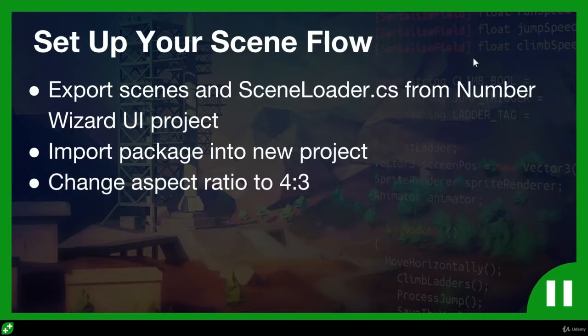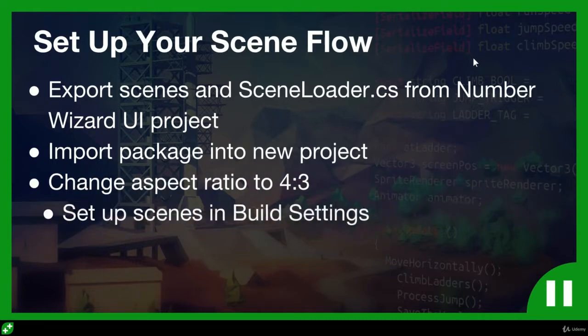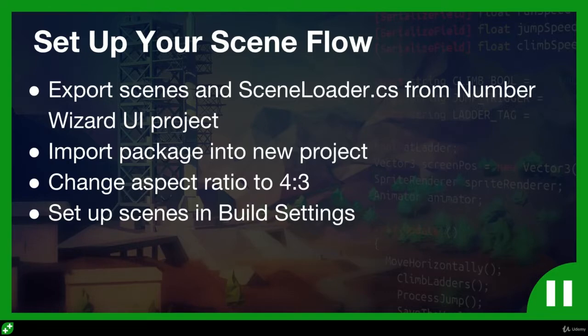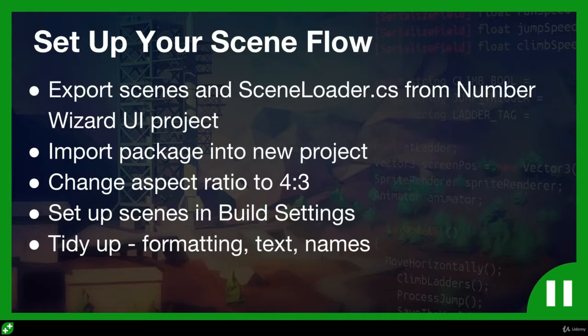And then we're going to change our aspect ratio to 4:3 as per our design. We'll set up scenes in our build settings to make sure that we can click and load our new scenes. And we're going to tidy up a little bit. We're going to tidy up the formatting and the text and some of the names of the game objects that we've got in our build, in our project that we're creating.